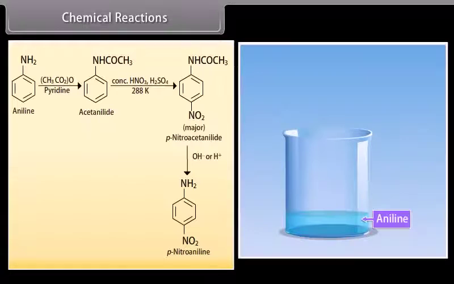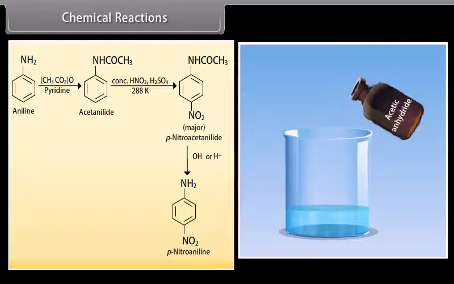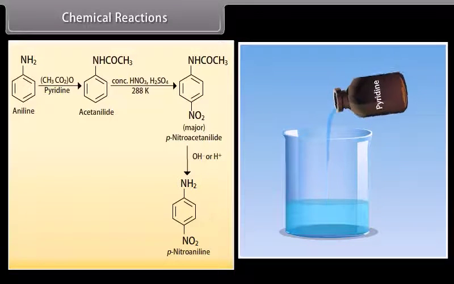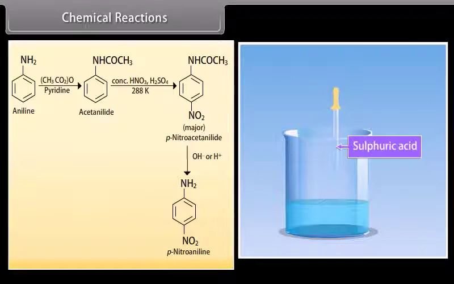Aniline reacts with acetic anhydride and pyridine and forms acetanilide. Now add concentrated nitric acid and sulfuric acid at room temperature and form para-nitroacetanilide, and then hydrolysis produces para-nitroaniline.